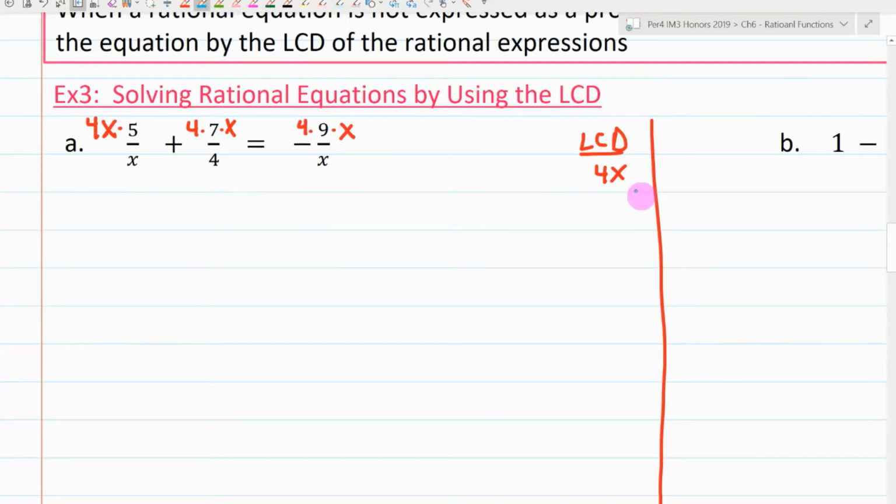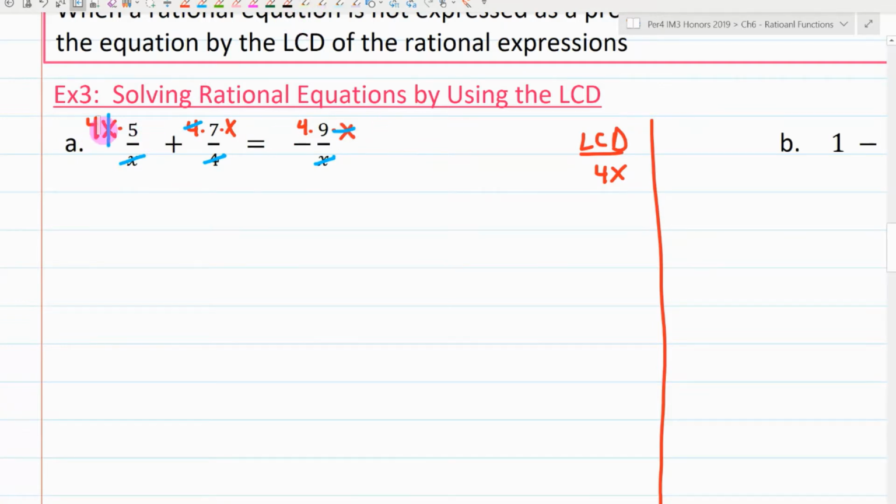After you do that, you're not going to multiply everything out. You're going to cancel every single denominator. So every denominator will cancel. If they don't, then you did something wrong. Okay, so we're going to cancel this denominator, we're going to cancel that denominator, and we're going to cancel that one. Since we picked an LCD, every denominator will cancel.